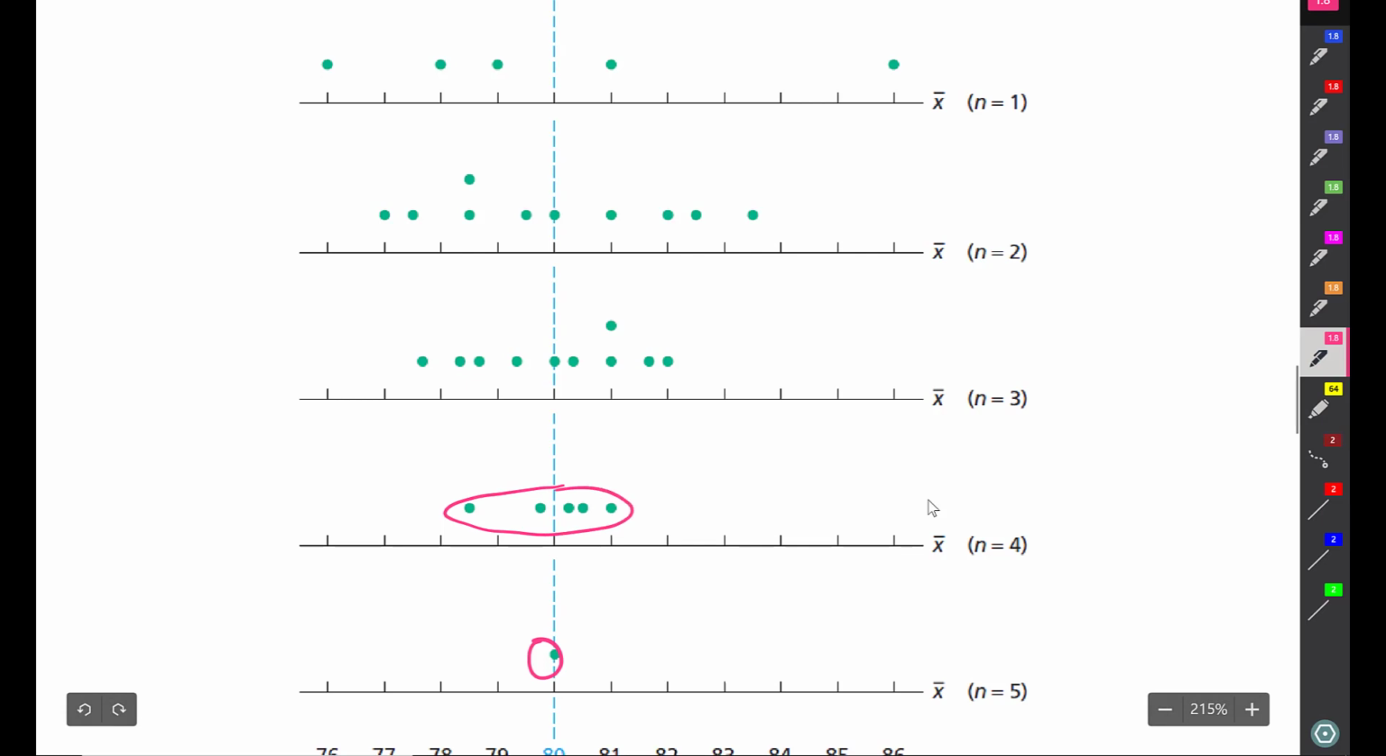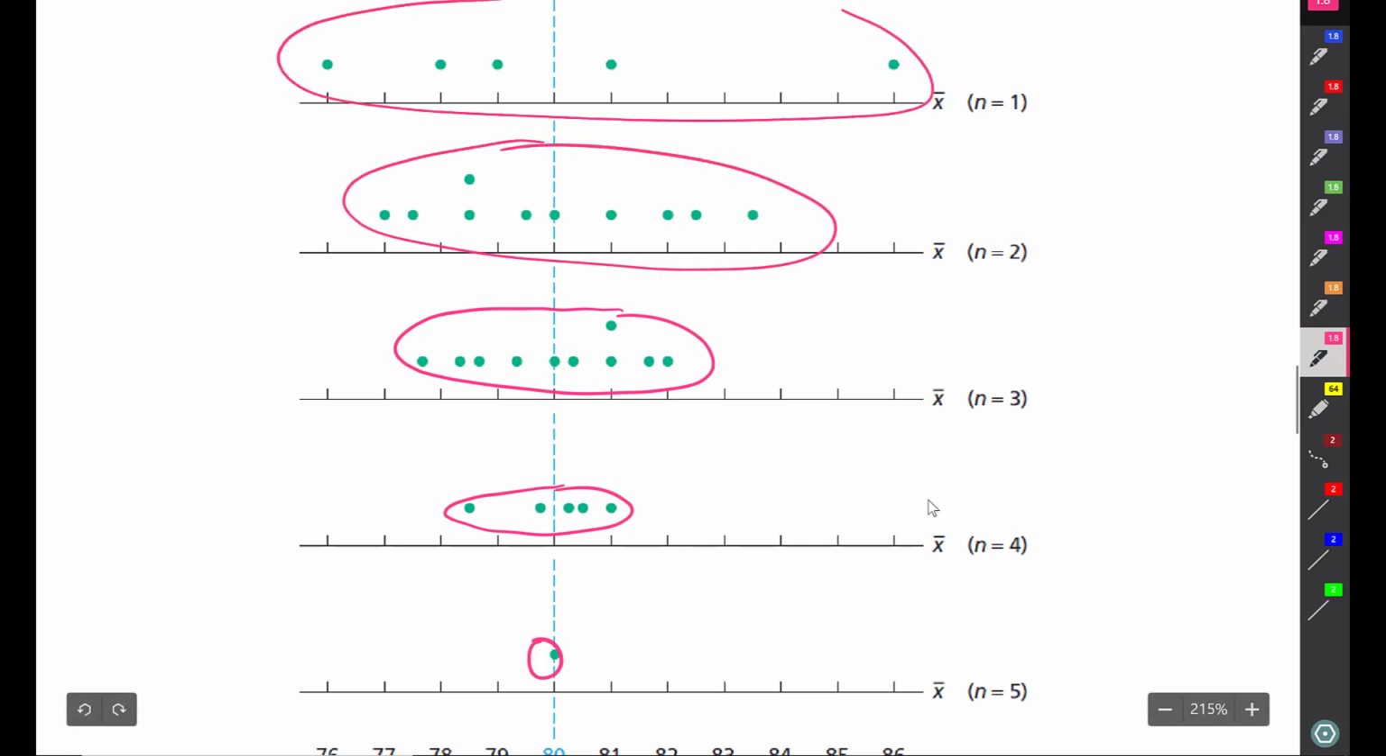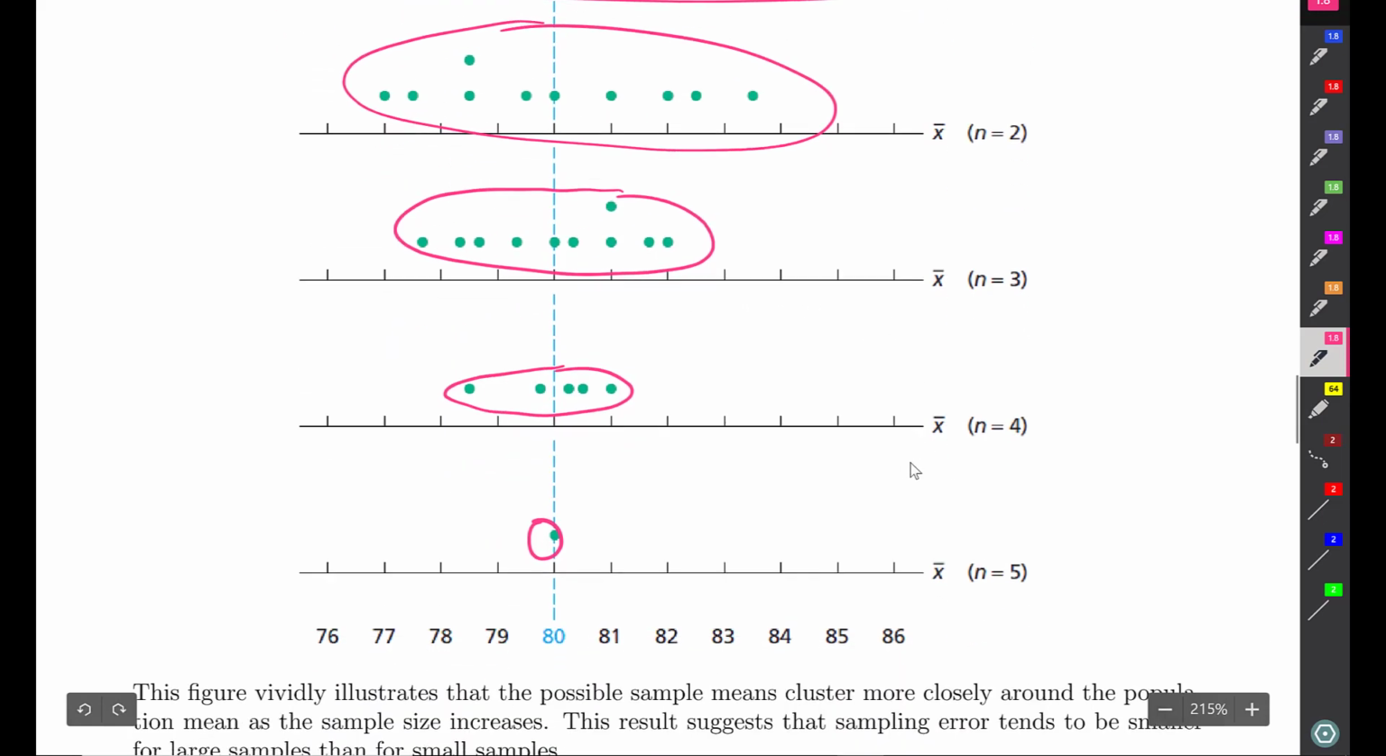With a sample size of 3, it's still a pretty tight cluster, but it's starting to spread out. And then we notice that here with 2, and then again with just 1. So the closer we get to a sample size that is representative of the population, the better our information is going to get.